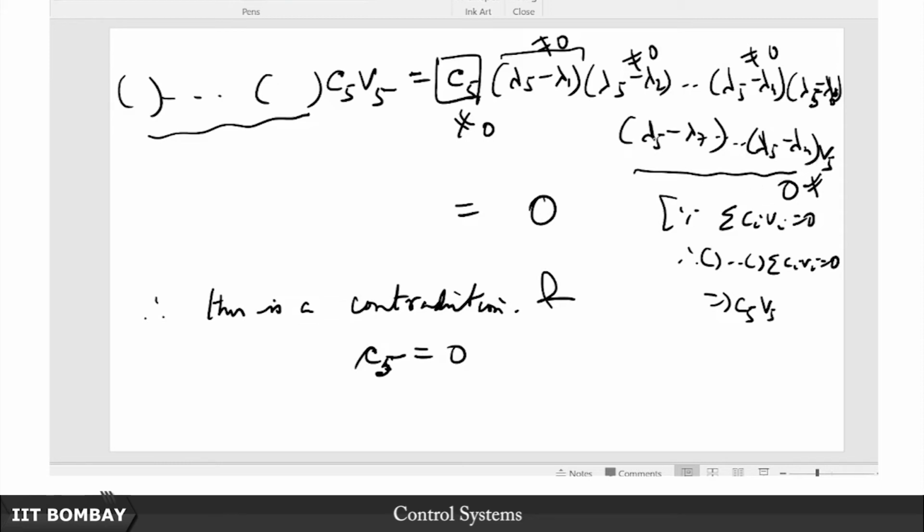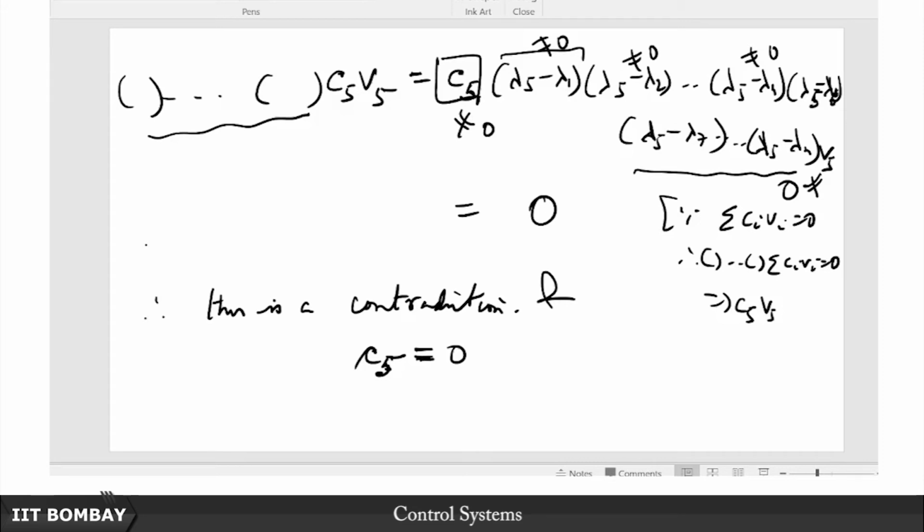The premise of the thing was that all the eigenvalues are distinct. If the eigenvalues are distinct, that also we cannot contradict. The only thing we can contradict is our assumption that C5 was non-zero, but if we allow C5 to be 0, only then this is satisfied, so therefore C5 must be equal to 0. But what does that mean? Anything that you assume to be non-zero can likewise be shown to end up becoming 0.